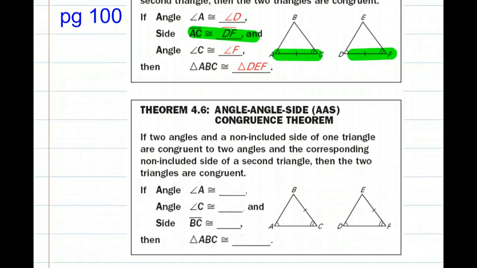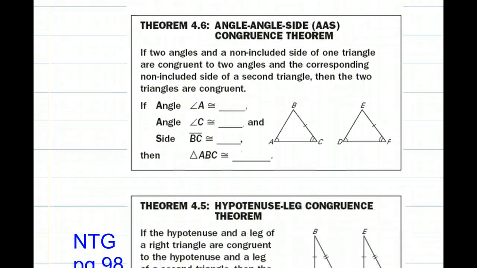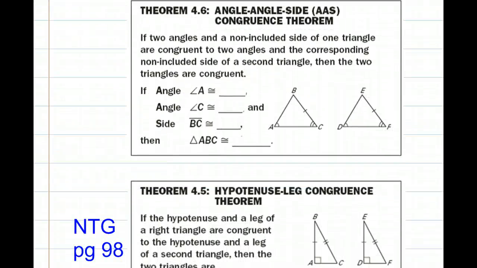In the interest of time, I'm not going to go in depth about the other two, but they are theorems that someone has proven. Angle angle side is the one for which you can show that two pairs of corresponding angles and a side that's not included between the two is congruent. Then you can show that the triangles are congruent. So actually angle angle side means you don't even need the included side. So as we can see here, this side here is not included. So that's angle angle side.